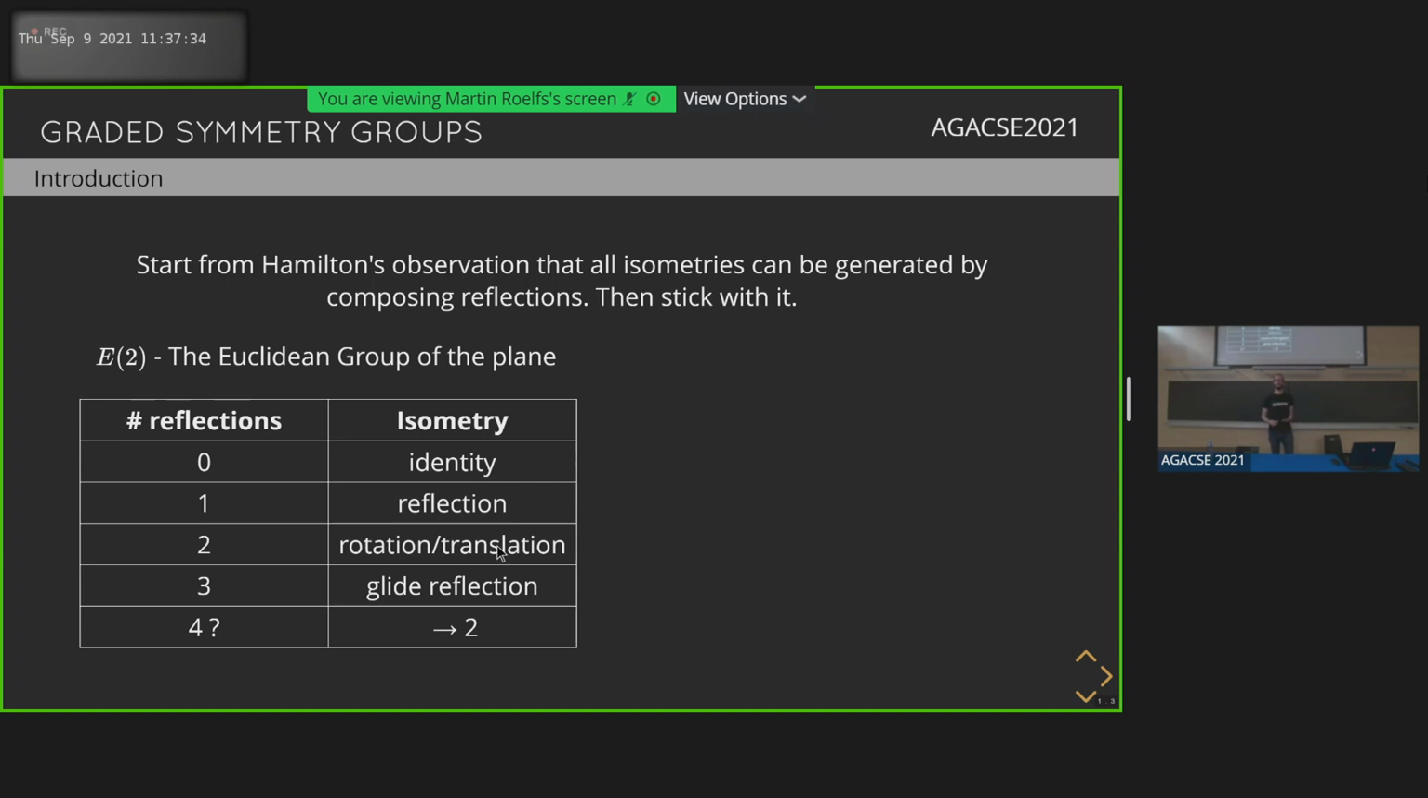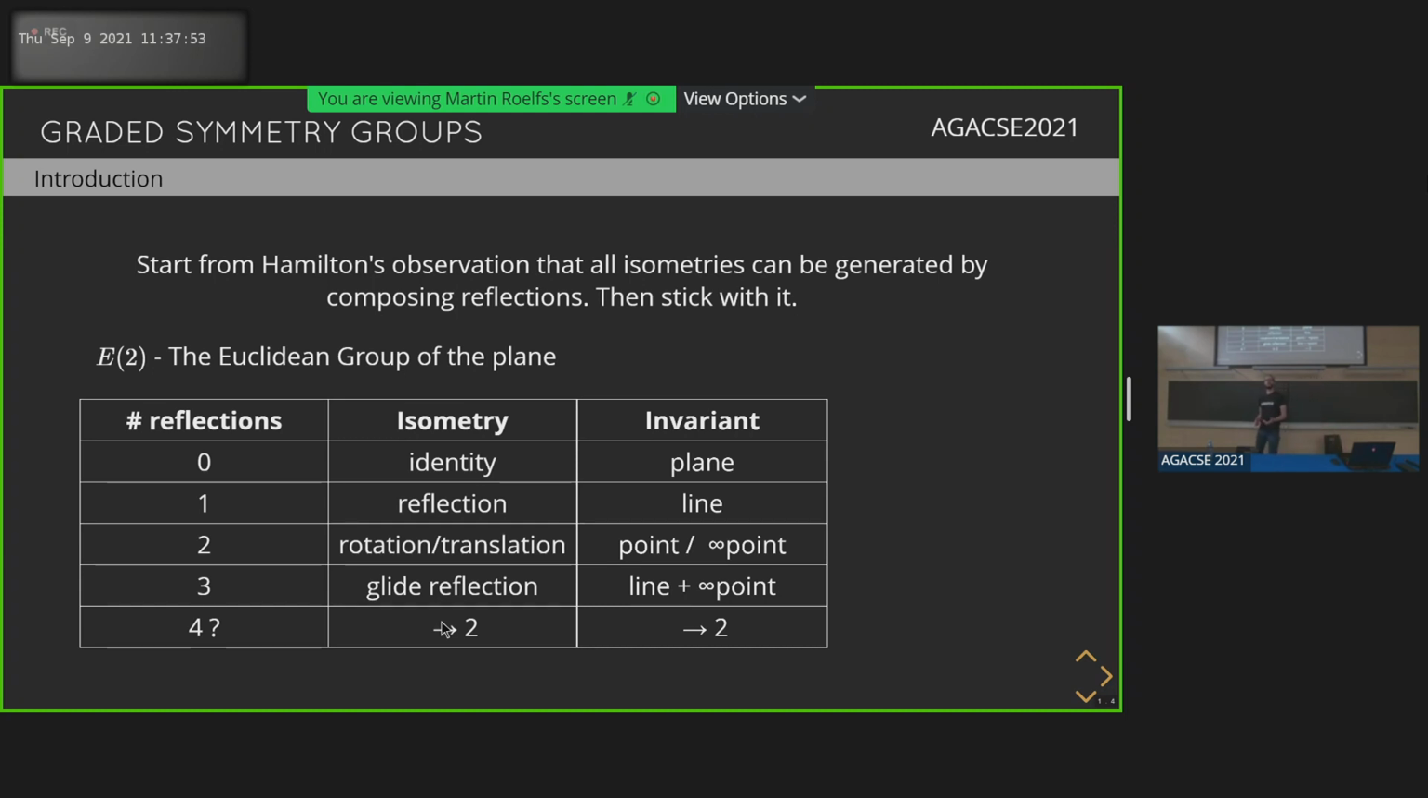Three reflections can also be combined, and then we get a new isometry, which is called the glide reflection. But if we go to four, Cartan-Dieudonné theorem kicks in, and that really just becomes the same again as just doing two, so just a rotation or a translation. And I will give illustrations for this.